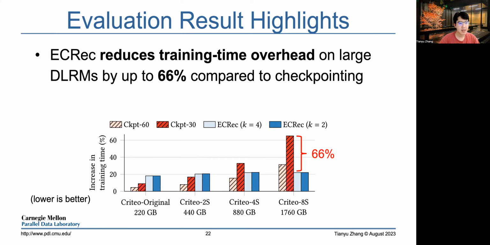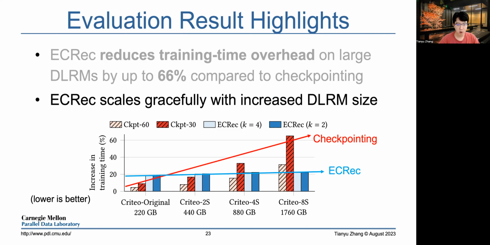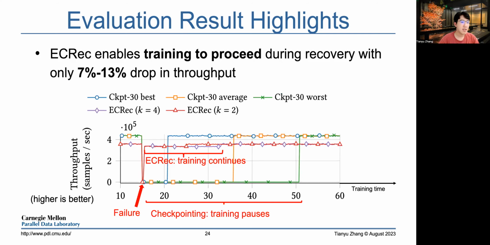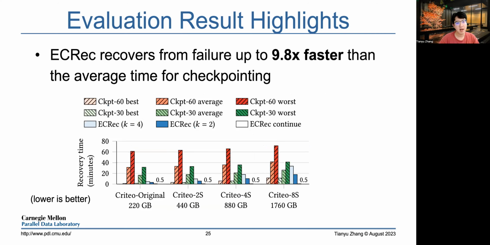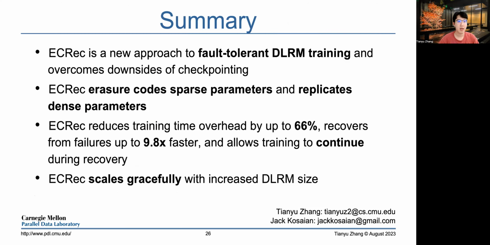Some of the evaluation highlights: EC-REC reduces training time overhead on large DLRMs by up to 66% compared to checkpointing. On this diagram, you can see that on the very large model, there's a large decrease in the training time overhead. Further, what's more interesting is that EC-REC scales really well with increased DLRM sizes, whereas checkpointing has almost linear scaling with increase in model sizes. And EC-REC enables training to proceed during recovery with only a 7 to 13% drop in throughput, and it recovers from failure much faster than the average time for checkpoint.